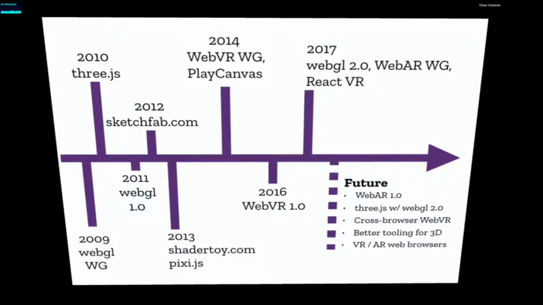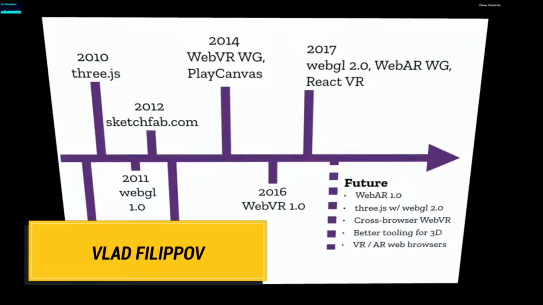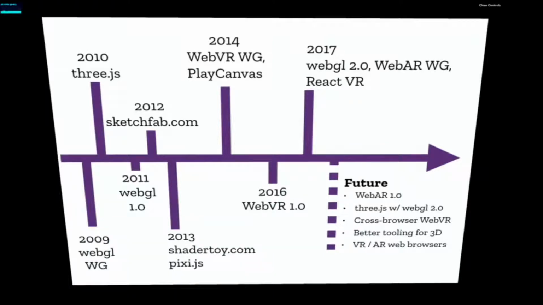Once we had WebGL 1.0, in 2012, Sketchfab.com came out, which is like YouTube for 3D models. And if you haven't been on that site, it's very exciting to get inspired by what's possible to run in a web browser. In 2013, we got ShaderToy.com. That's a low-level demo space for WebGL. And we start getting new frameworks and libraries, Pixi.js, PlayCanvas engine, things like that. So kind of going beyond just three.js.